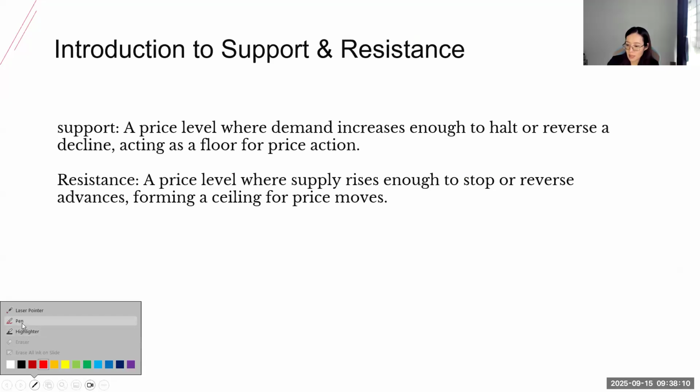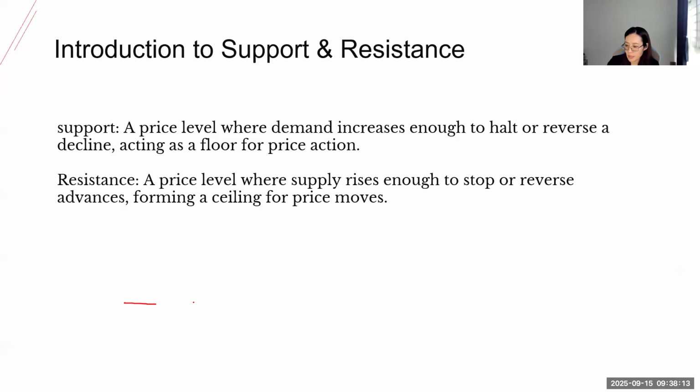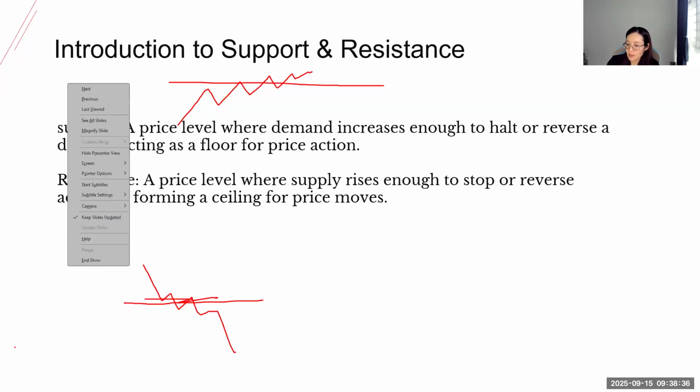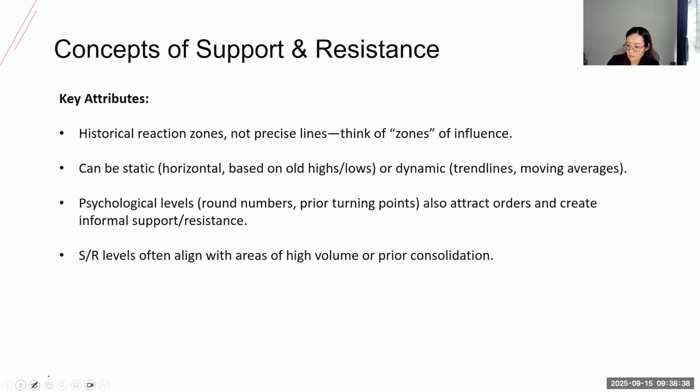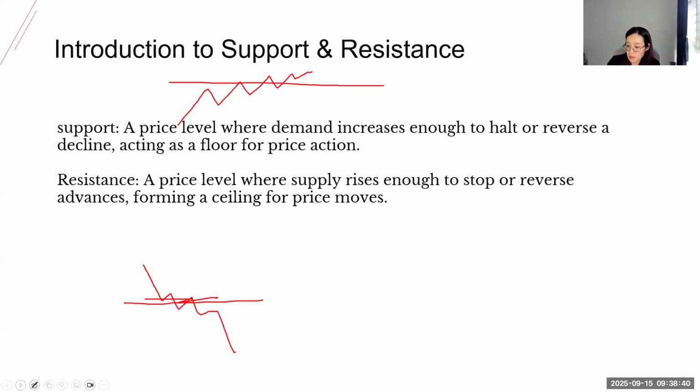In other words, it prevents the price from going lower. This is a support level. Resistance is just the opposite: it acts as selling to prevent price from moving further up. Or it is a level where the price rises enough to stop or reverse at once, forming selling pressure as price moves.